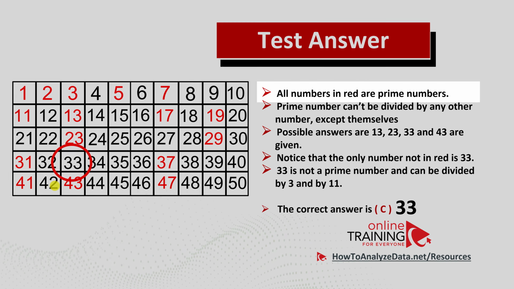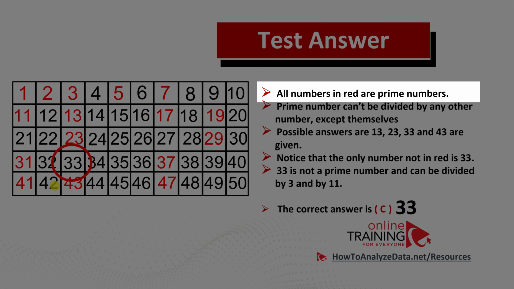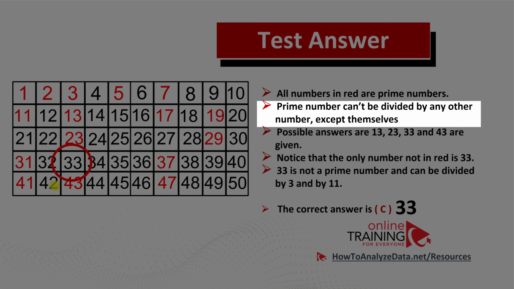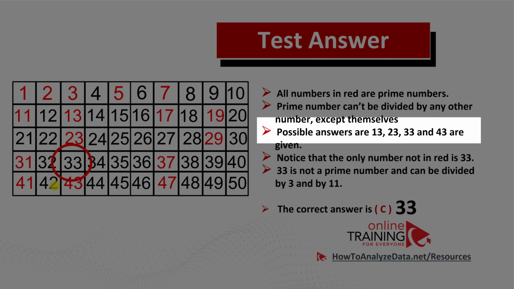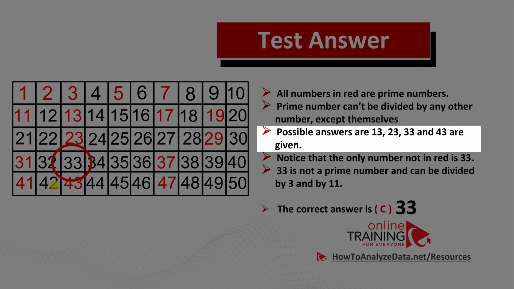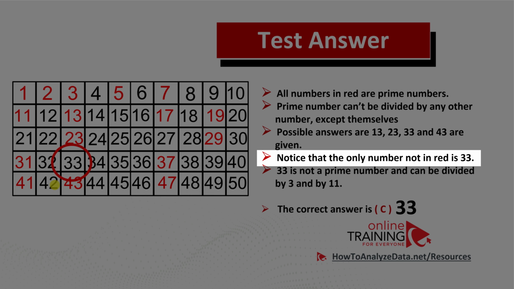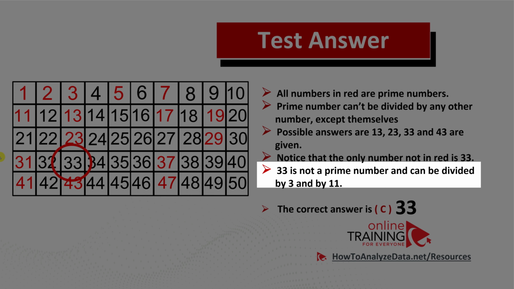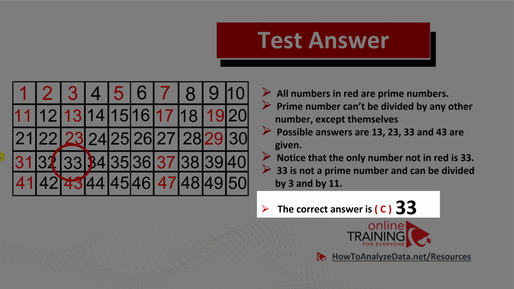Let's recap. All numbers in red presented in the grid are prime numbers. A prime number cannot be divided by any other number except itself. Possible answers are 13, 23, 33, and 43. And the only number that is not a prime number is 33. 33 is not a prime number because it can be easily divided by 3 and by 11. So the correct choice here is choice C, 33.